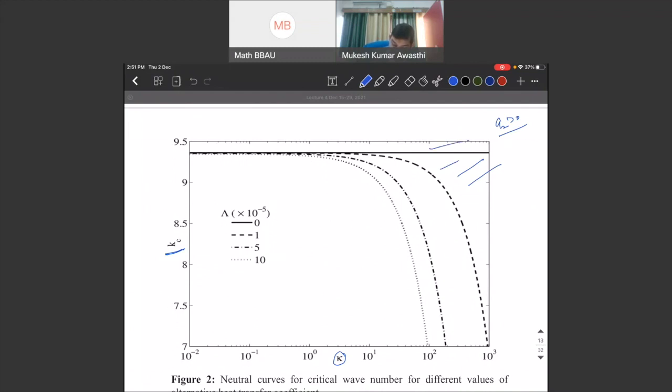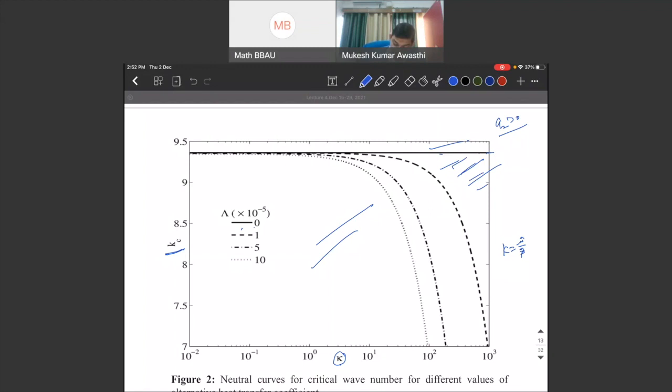So the upper region is stable and the lower region is unstable. And we see that if there is no heat transfer, there will be no effect of viscosity ratio, because kappa is mu cap upon rho cap. Means without heat transfer, we cannot study the effect of viscosity on the neutral stability. But if we take heat transfer, in the presence of heat transfer, the stable region increases.